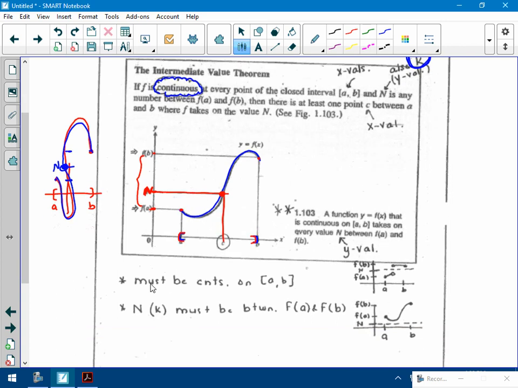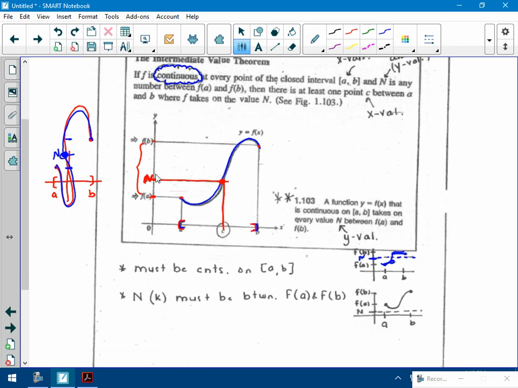But it has to be continuous. So here's an example over here. Here's a to b, not continuous. So I've got this little piece over here and this piece up here. If it's not continuous, well then sure, maybe there is a gap where I can't find anything. But if it was continuous, I would have had to cross over that gap.